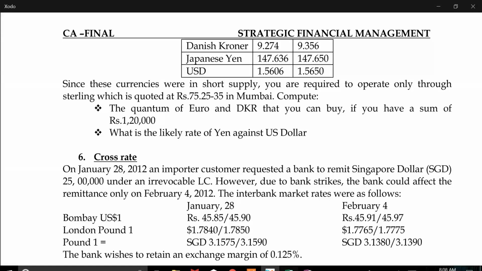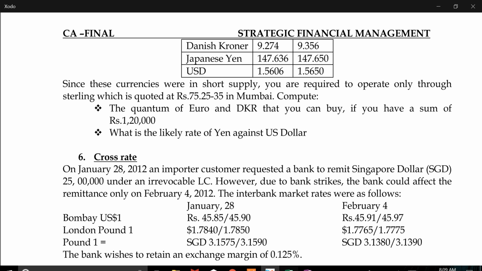4 quotes have been given. They have also given a quote which is rupees 75.25-35 per GBP. Only through sterling, which is quoted. Now, quantum of euro and Danish kroner that you can buy if you have a sum of 1,20,000. So what you are having is INR. With INR you want to buy some currency. That currency which you want to buy is euro and Danish kroner. These are the two currencies you want to buy.